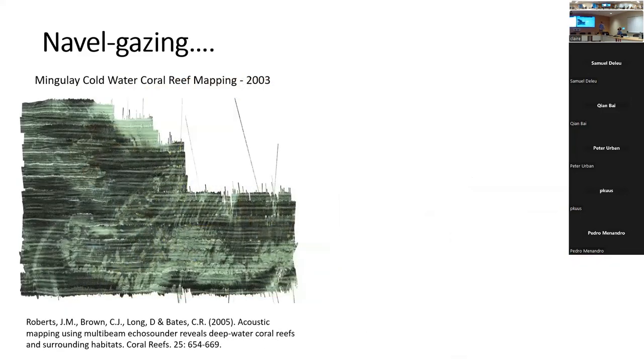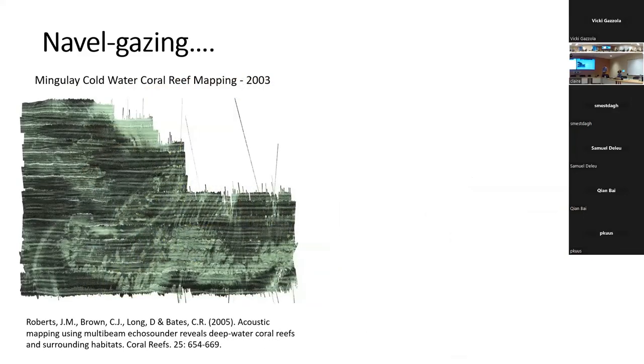So I started doing habitat mapping when I worked for the UK government back in the late 1990s, and then we weren't really using multibeam. We didn't have access to multibeam. We were using side-scan sonar and single-beam acoustic ground discrimination systems. Still backscatter, but over the last 20 years, as everyone in this room is well aware, the backscatter has come online.